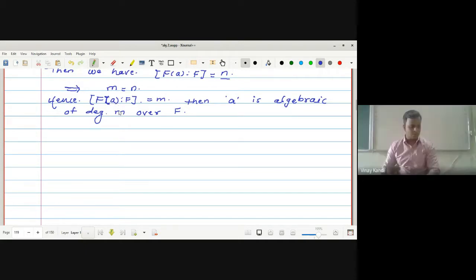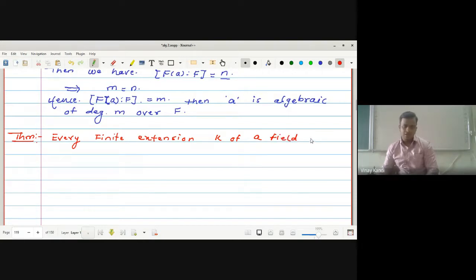No, sir. Okay, the next theorem is: every finite extension K of a field F is algebraic. Okay, every finite extension K over the field F is an algebraic extension; this has to be proved.